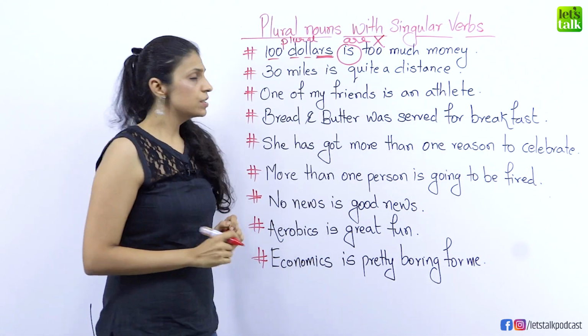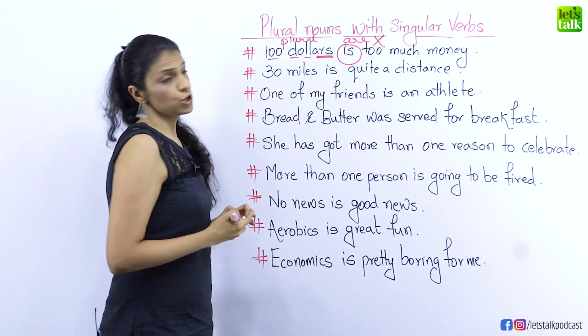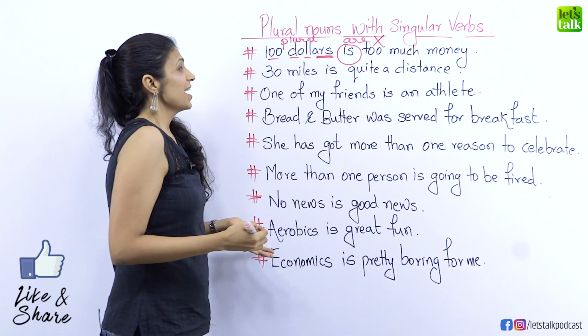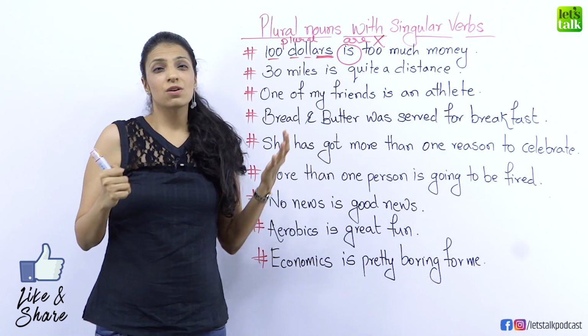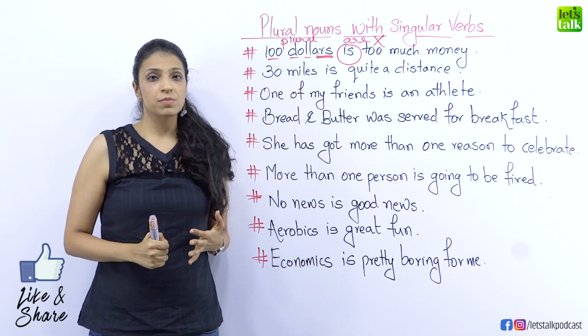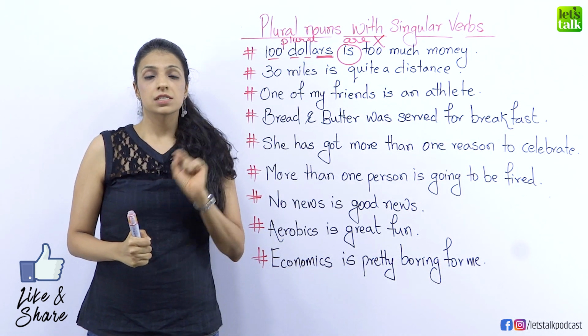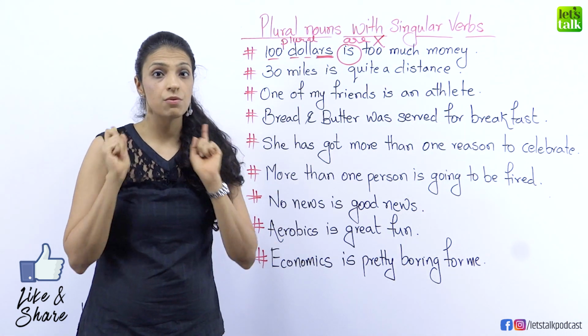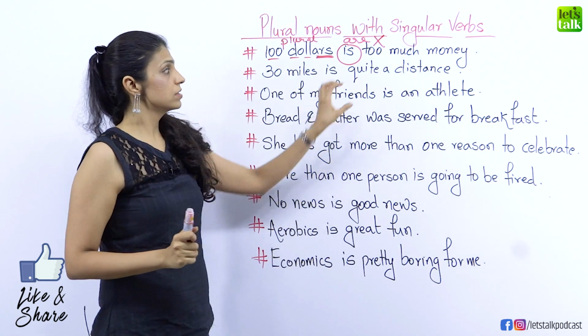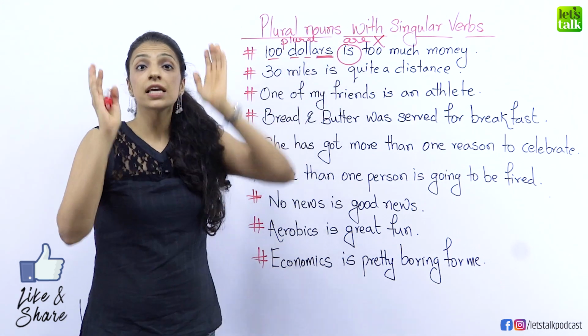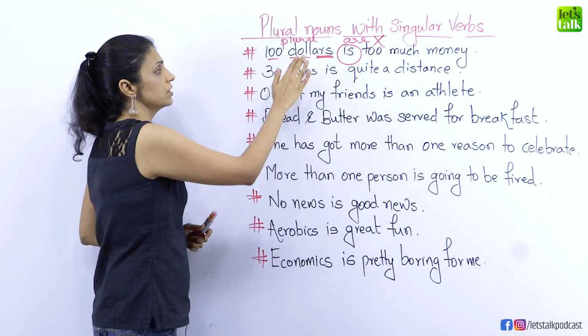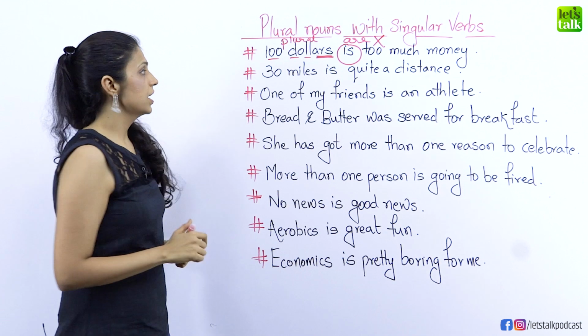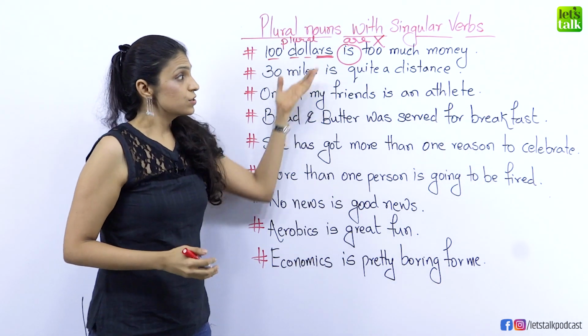Got it? So, if your child asks you, could I have $10? You'll say $10 is too much of pocket money for a day. Is and not are. Remember this? Fixed amounts and quantities, singular verb, even though the noun is in plural. Okay? 30 miles is quite a distance.